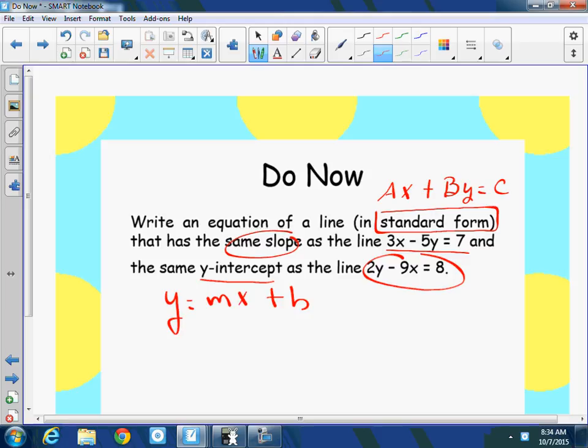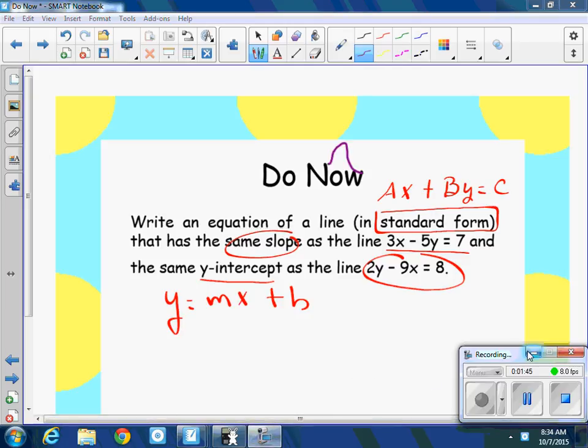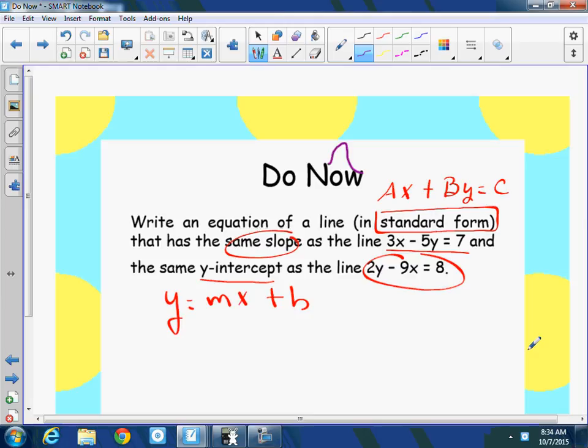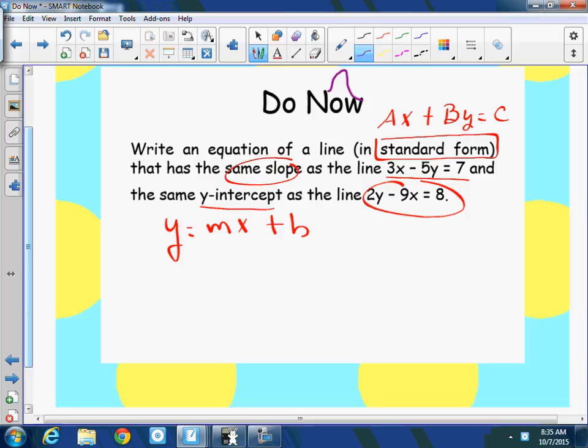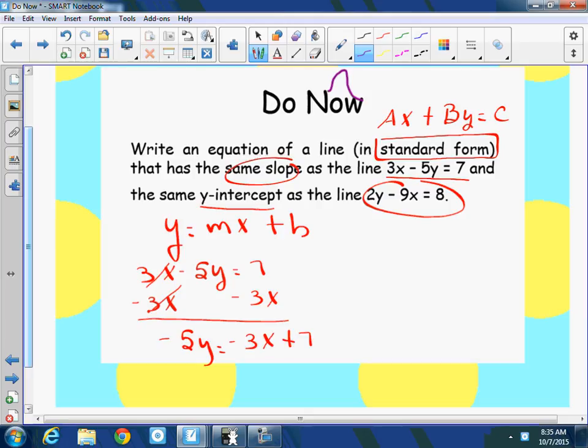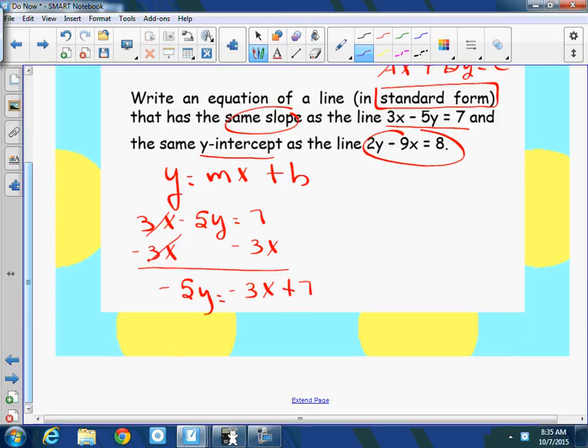Somebody stop the video, please. All right, so we need to change both of them to y equals mx plus b. Let's go ahead and do that first one. 3x minus 5y equals 7. So that would be minus 3x, so that's 0. So negative 5y equals negative 3x plus 7. And then what will be my last step? Divide by negative 5. Don't forget, don't eat the negative.